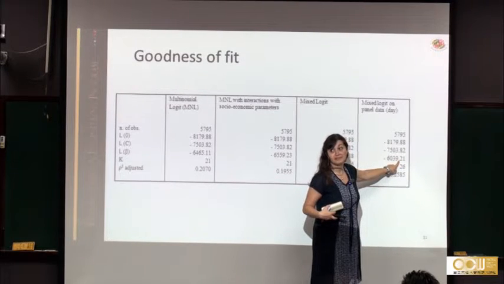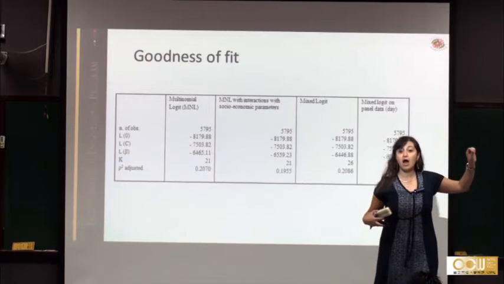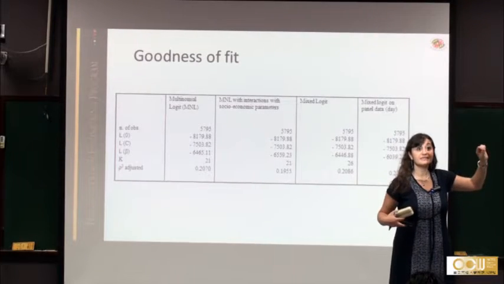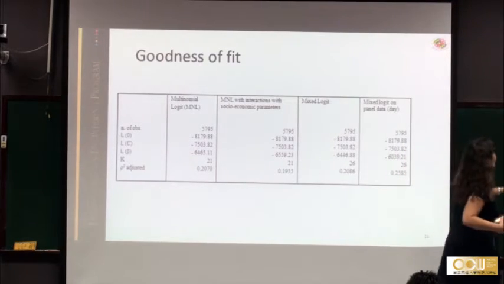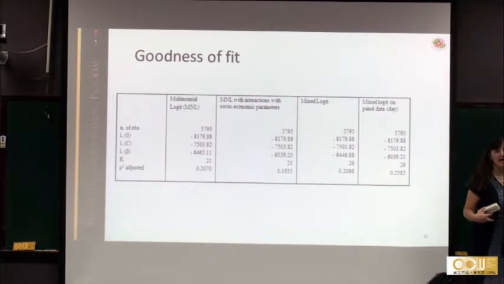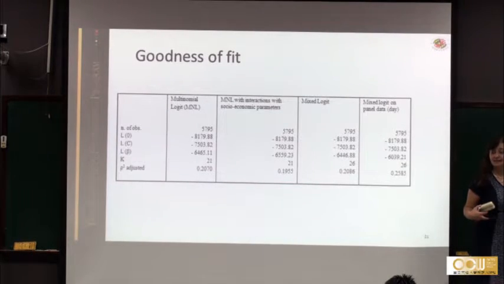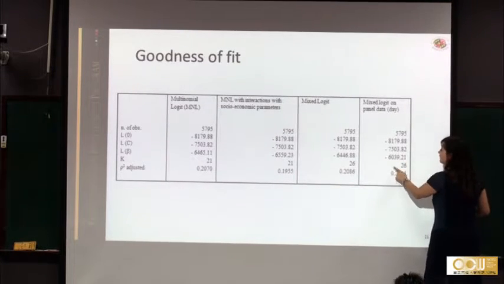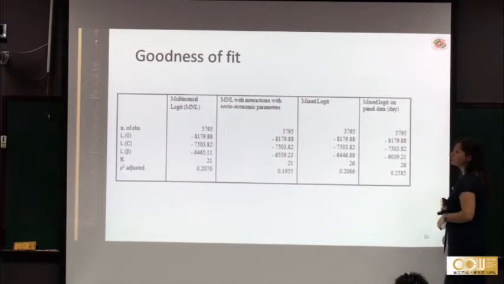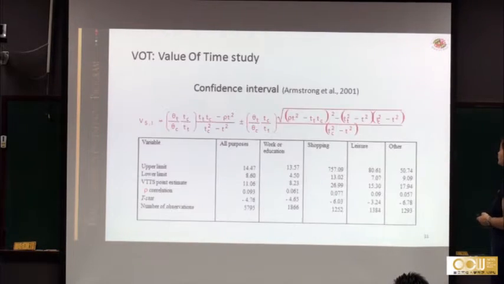And as you see, the gain is not much, but the gain is a lot when you account for this panel effect, because you have sequences, actually these are daily. So when you account for correlation across the observations from the same day, you have a lot of correlation. So that's why you have greater rho squared. So you gain a lot by accounting for this correlation.